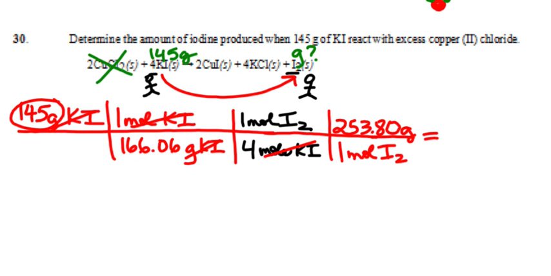So what is this number? Grams of I2 is produced. Got it? Got it. All right, let's go on to the next one.